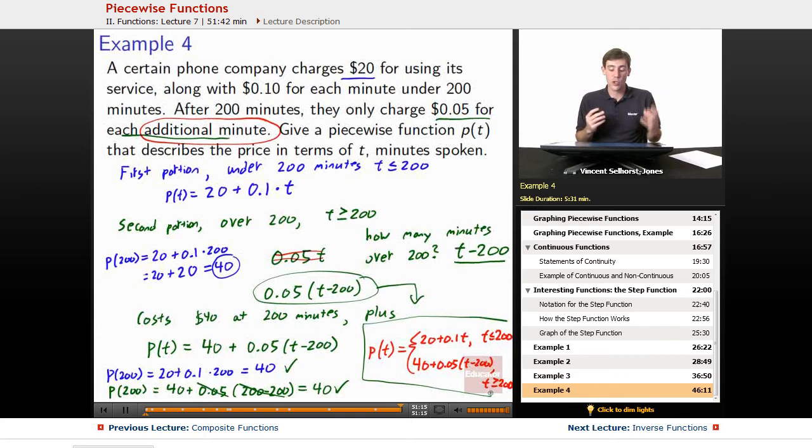So P of t equals 20 plus 10 cents per minute when minutes are less than or equal to 200, or 40 plus 5 cents per minute over 200 when the number of minutes is greater than or equal to 200. Great. Hope piecewise functions are making a lot more sense now. Remember, it's an idea about putting into the category, then applying the rule based on the category. That's the major idea in piecewise functions. If you can hang on to that, you'll be able to make sense of them.